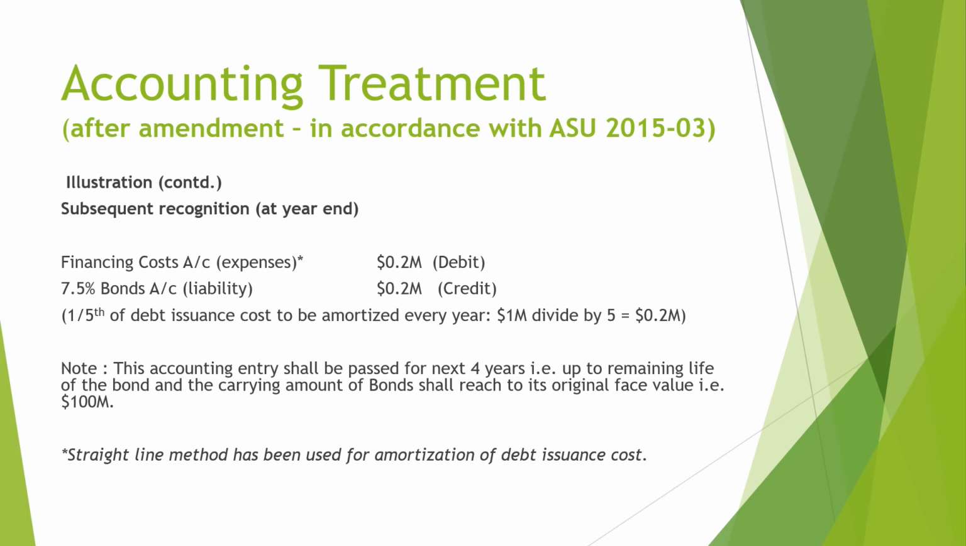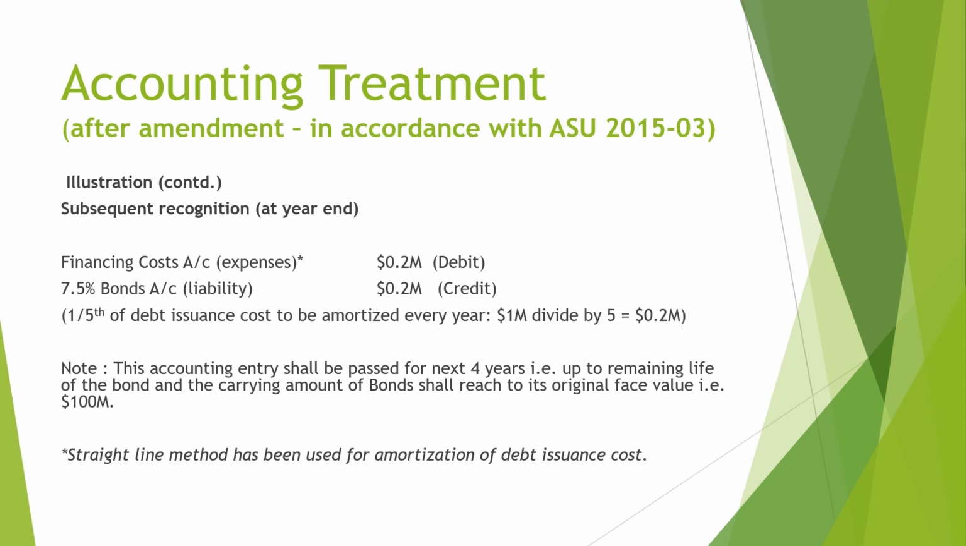Subsequently, at the end of the period, we will debit financing cost, expenses, and credit 7.5% bonds, the liability. In this way, we are debiting our expense in the P&L and crediting the liability. That means we are increasing the debt liability. So, 1/5 of the debt issuance cost is to be amortized every year.